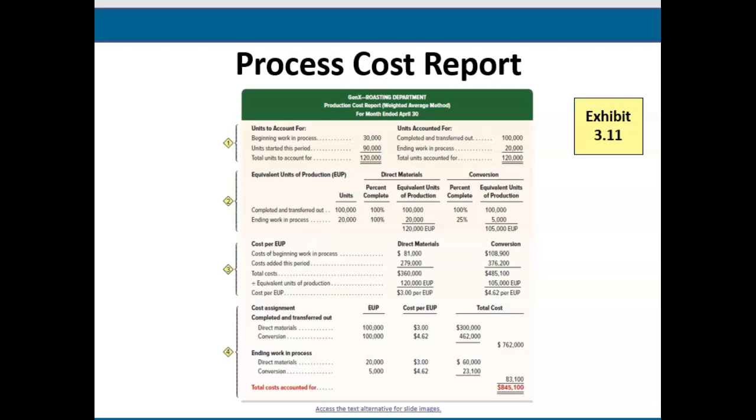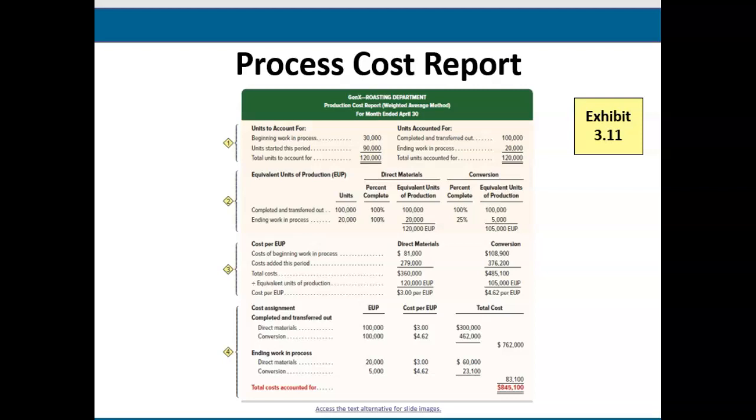So this report, if you look at number 1, it includes the physical flow of the units. This reconciles the beginning units in process and those started in a period with the ending units in process, and those completed and transferred out. 2, equivalent units of production for direct materials and conversion. 3, cost per equivalent unit of production for direct materials and for conversion. 4, assignment of total costs among units worked on in the period.